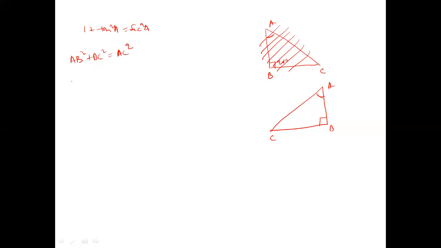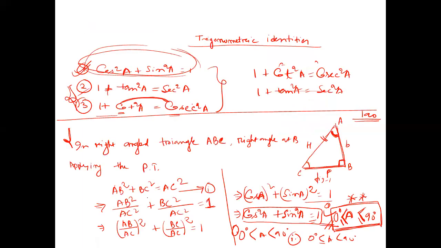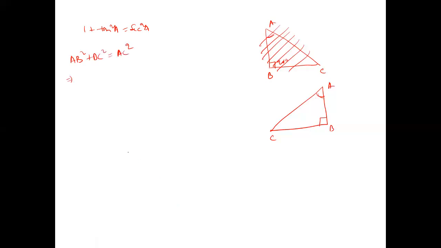Now I have told you that for obtaining the second trigonometric identity, divide both the left hand side and right hand side by BC square. Here we have divided both by AC square, but now we have to divide by BC square. So it will be AB square plus BC square over BC square, equal to AC square over BC square. We can write: AB by BC whole square plus 1 equal to AC by BC whole square. Yes or no?